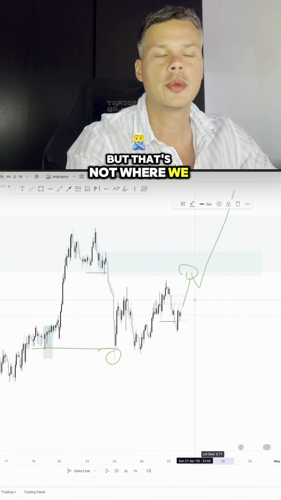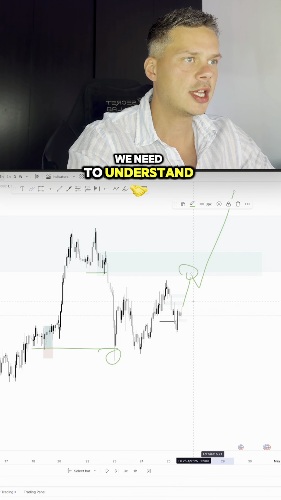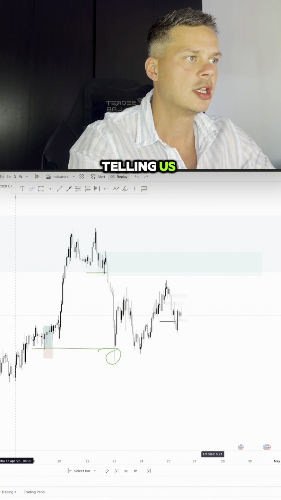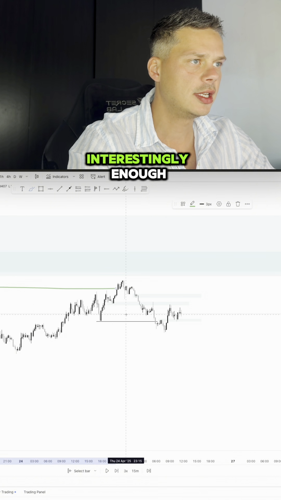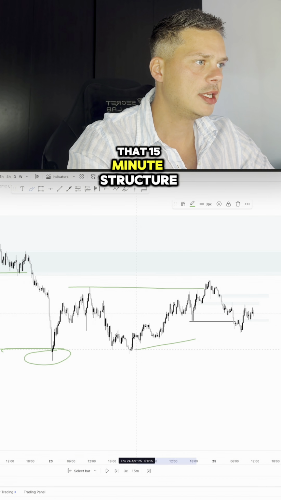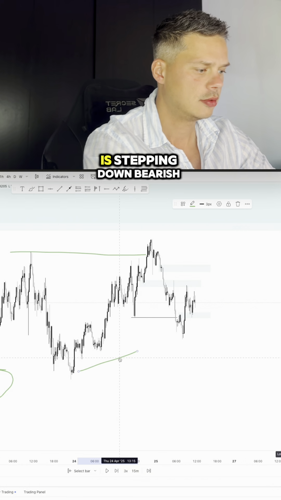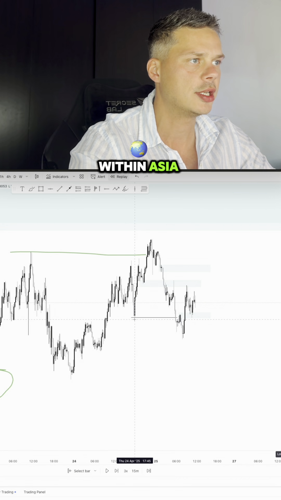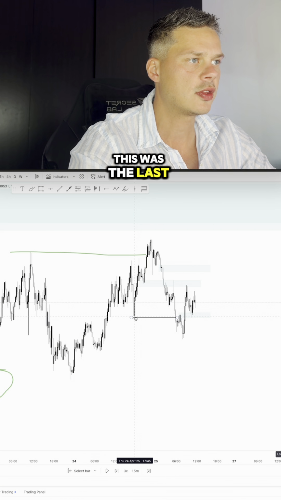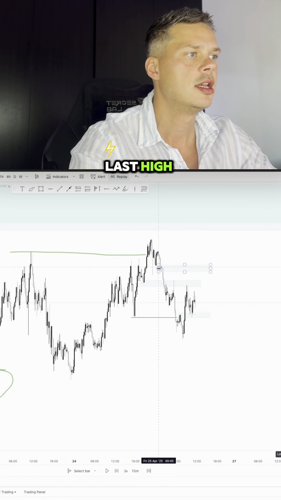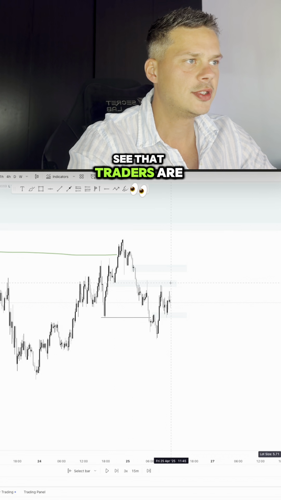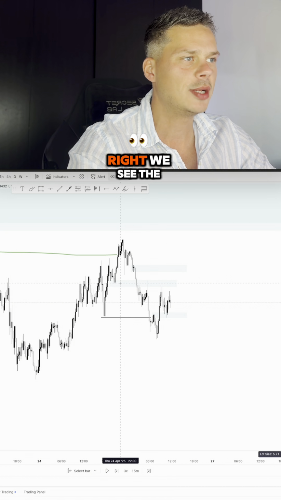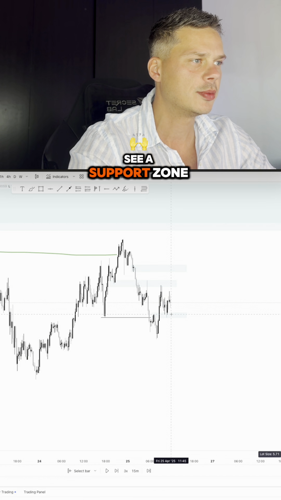But that's not where we are now. We need to understand what the 15-minute is telling us. Now, do we understand that the 1 hour is bullish? Interestingly enough, that 15-minute structure is stepping down bearish within Asia. So you can see that this was the last low that made the last high, broke bearish market structure. And now we can see that traders are getting trapped into the market, right? We see that resistance zone and we see a support zone.